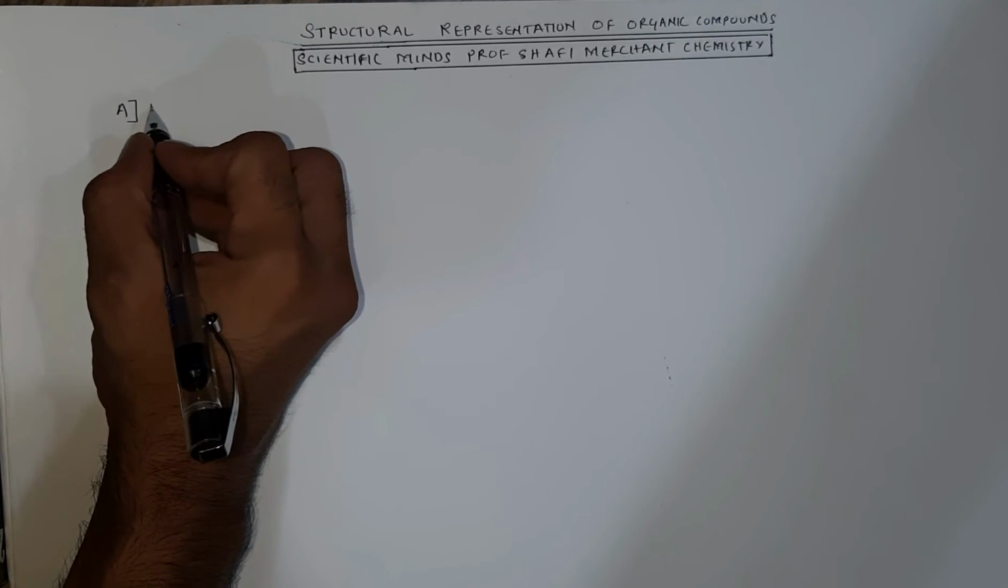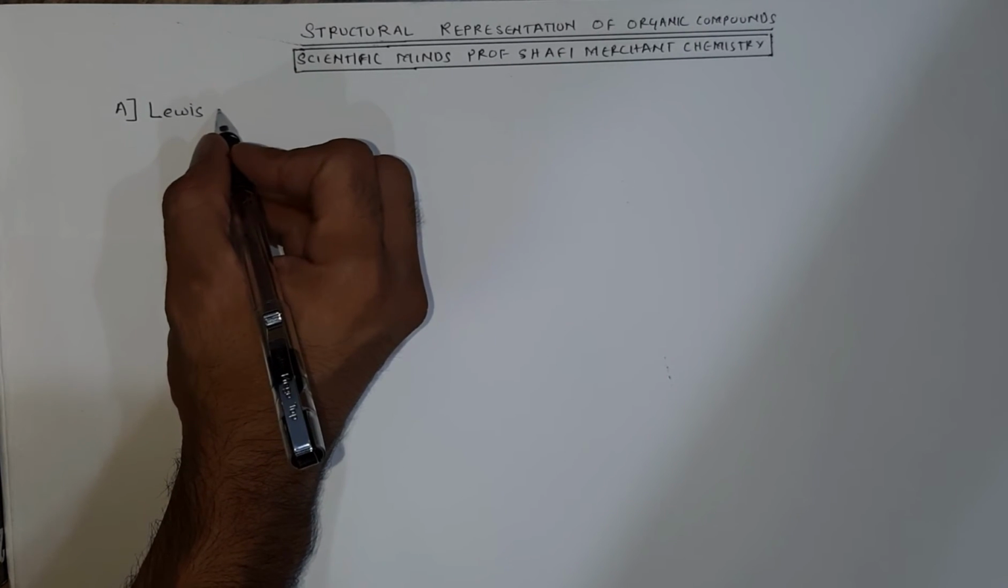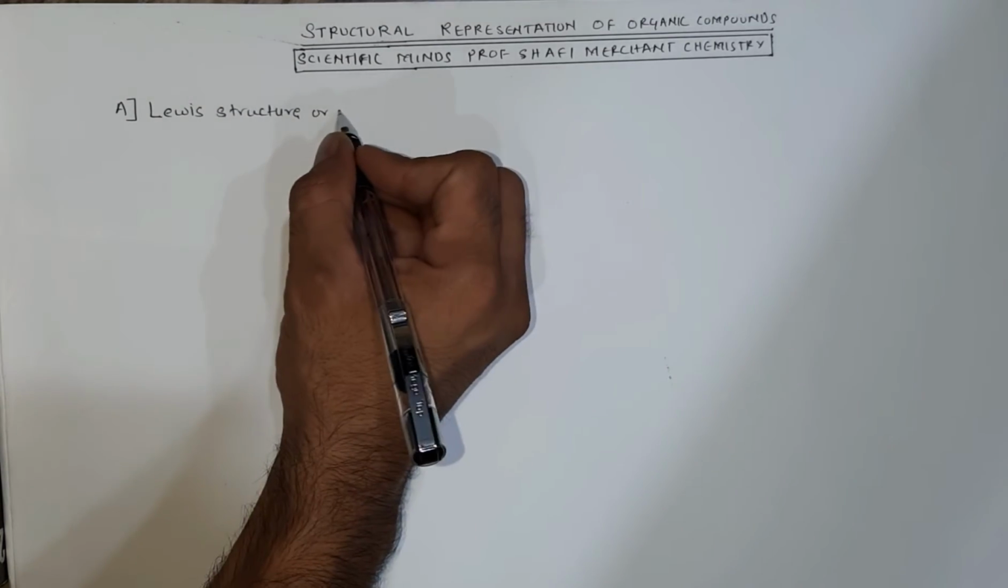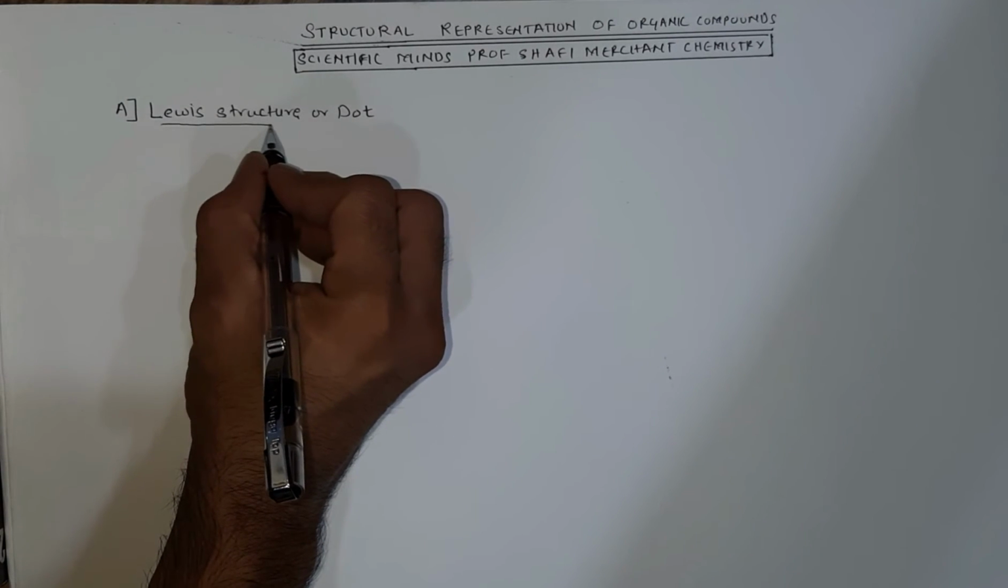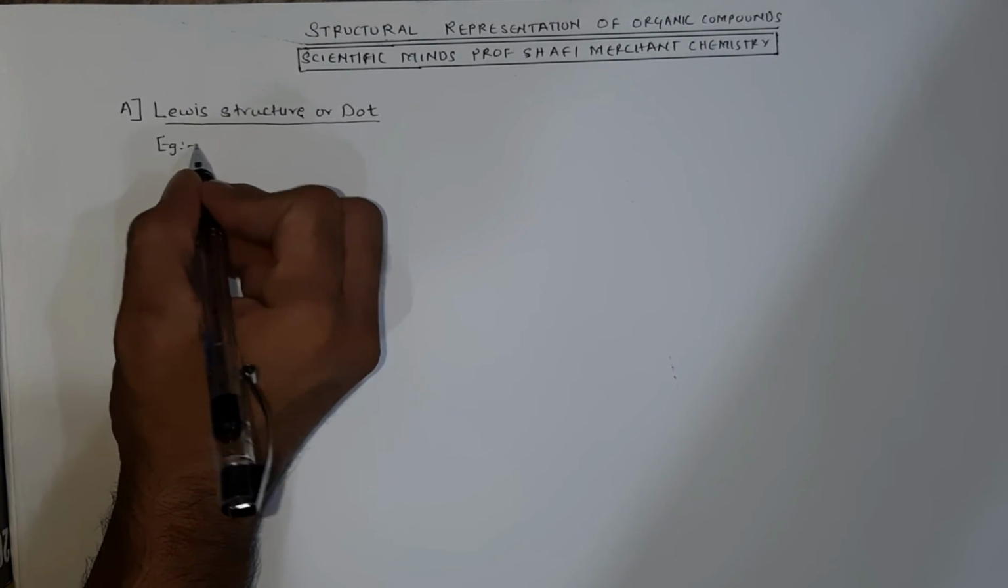the Lewis structure or dot structure. Now, in the case of a Lewis structure or dot structure, any organic compound is represented by a pair of electrons with respect to a covalent bond. For example, which I have explained to you in the previous lecture.